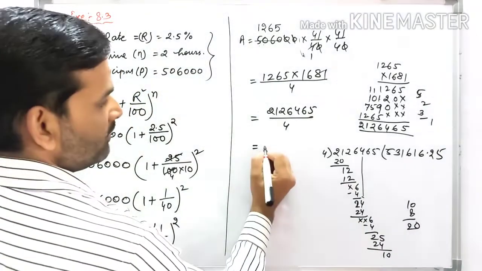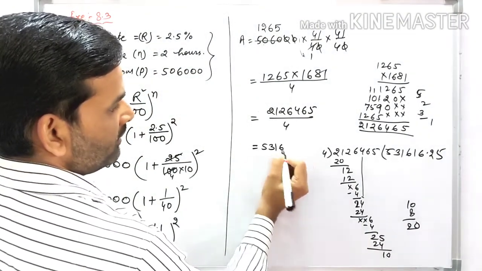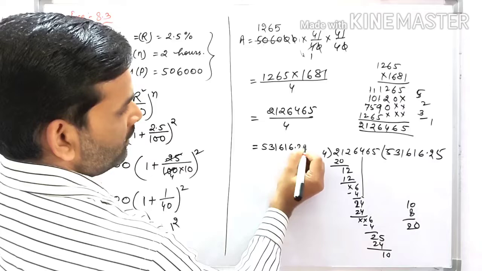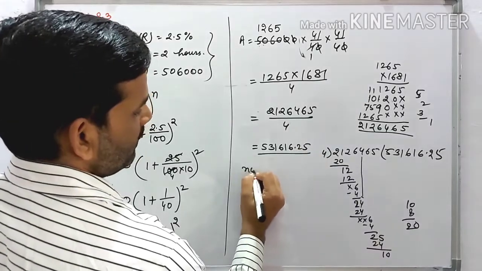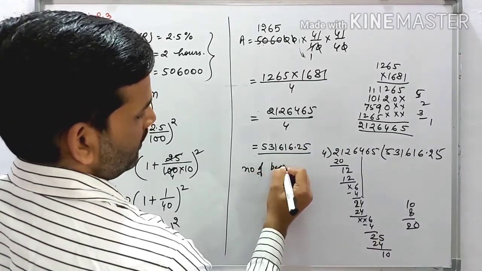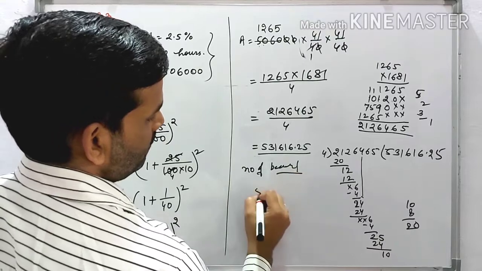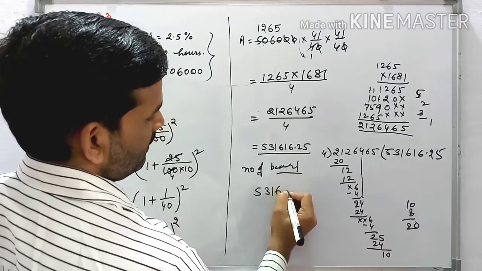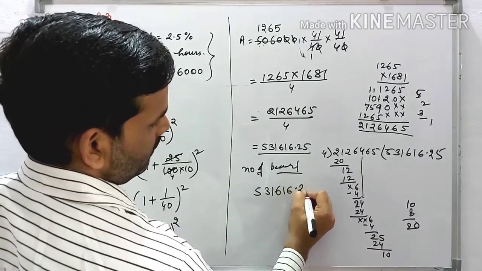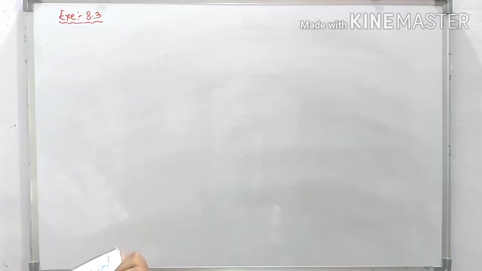So the answer is 5316.25, the number of bacteria. 5316.25 is the answer. Question number 12.